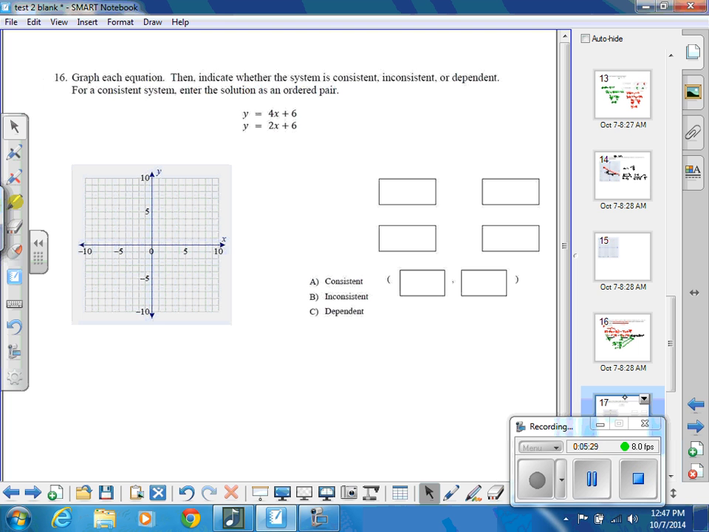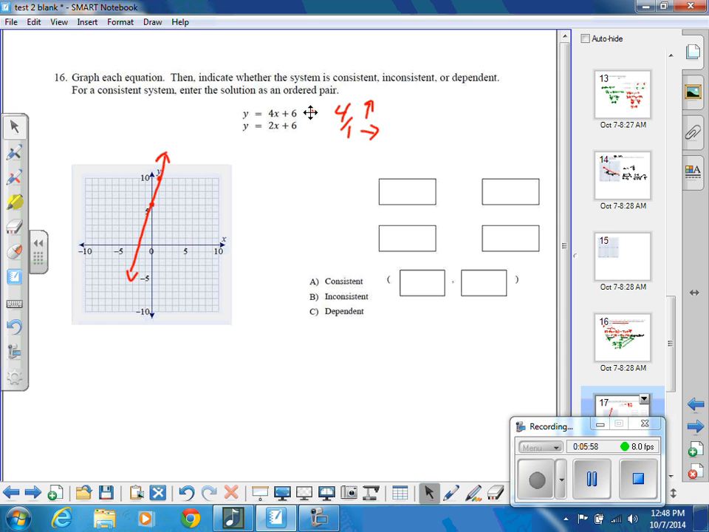Alright, so next one. Ooh, so here we're going to graph, okay? Then we're going to figure out if this is consistent, inconsistent, or dependent. So we're going to graph in slope intercept form like we did earlier. This is in red, okay? I start with 6, my y-intercept. I put a dot there. Now my slope is 4 over 1, correct? So I go up 4 and over 1. So count up 4, go over 1. That's my line. Draw, connect the dots.